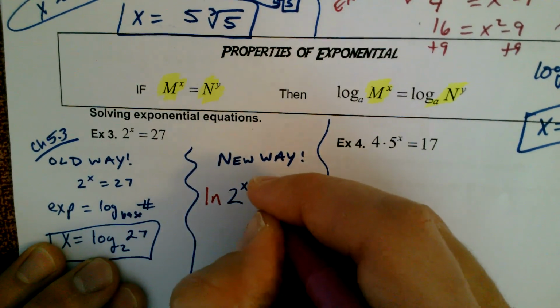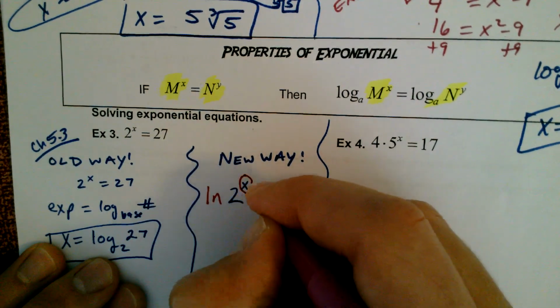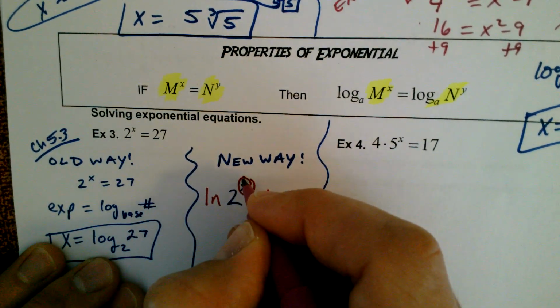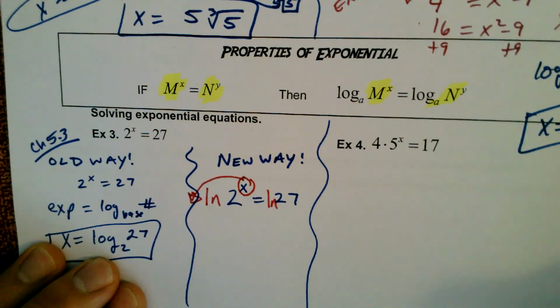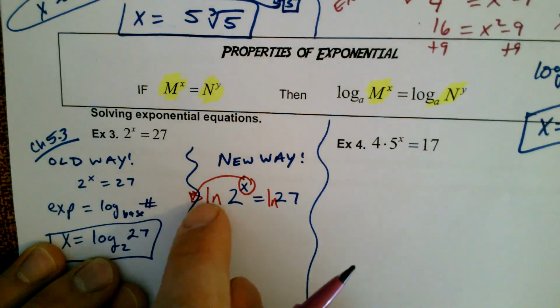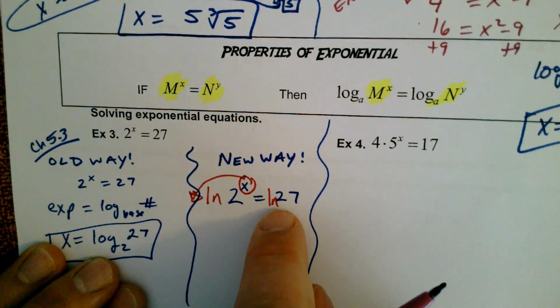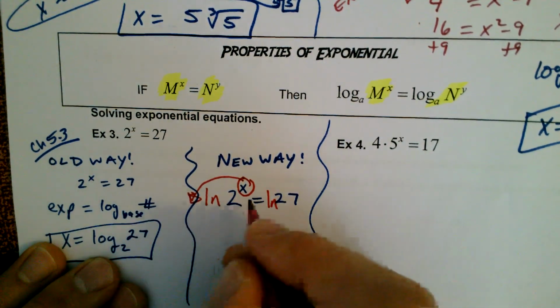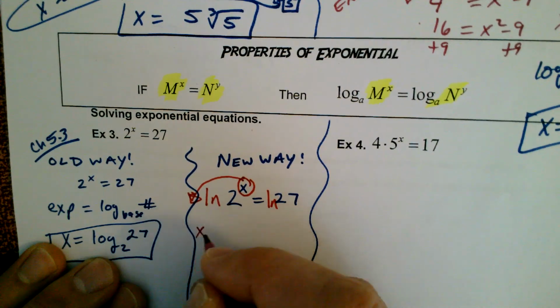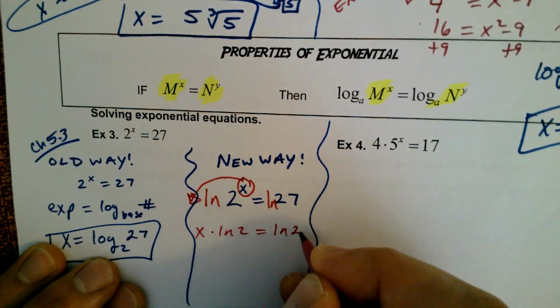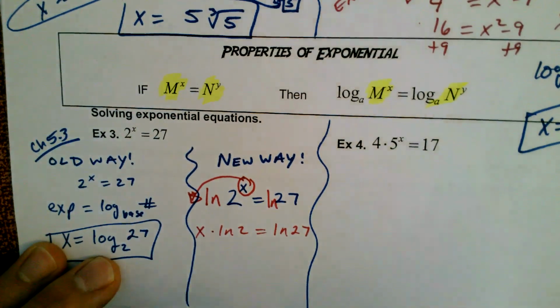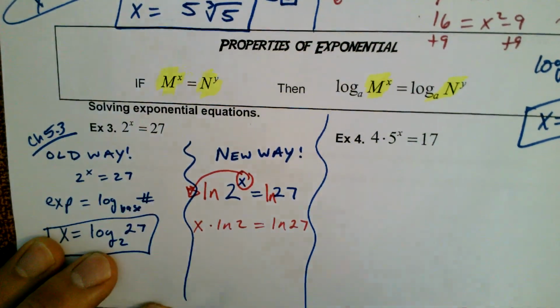I'm using natural logs. The reason why you want to take the log of both sides is because now I can use the exponent rule. If I log one side, make sure you do it to the other side. So now I bring this x down, and I've got x times the natural log of 2 equals the natural log of 27. So far, so good.